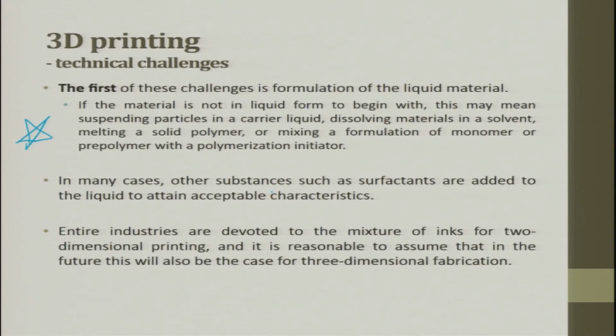In many cases, other substances such as surfactants are added to the liquid to attain acceptable characteristics. Now you see a surfactant is there, liquid metal is there, then you have a building material. So all the three will have different wetting properties, they will have different temperatures required for adhering. So all those things make it a multi-physics interaction, or understanding the process needs a multi-physics approach. Entire industries are devoted to the mixing of ink for two-dimensional printing, and it is reasonable to assume that in the future this will also be the case for three-dimensional fabrication.